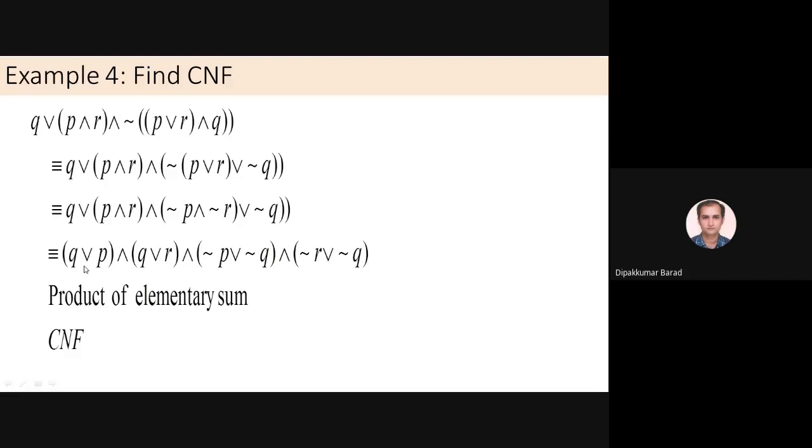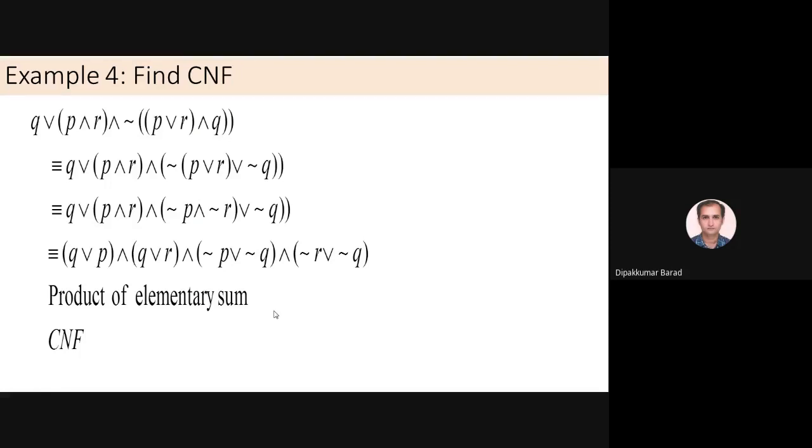So Q or P, Q or P, we apply the distributive property: Q or P and Q or R. These things we can write in this manner, and here again not P and not R. Again, if we apply the distributive property, then we can write it as not P or not Q and not R or not Q. So this is the product of elementary sums. I can say that this is a conjunctive normal form.